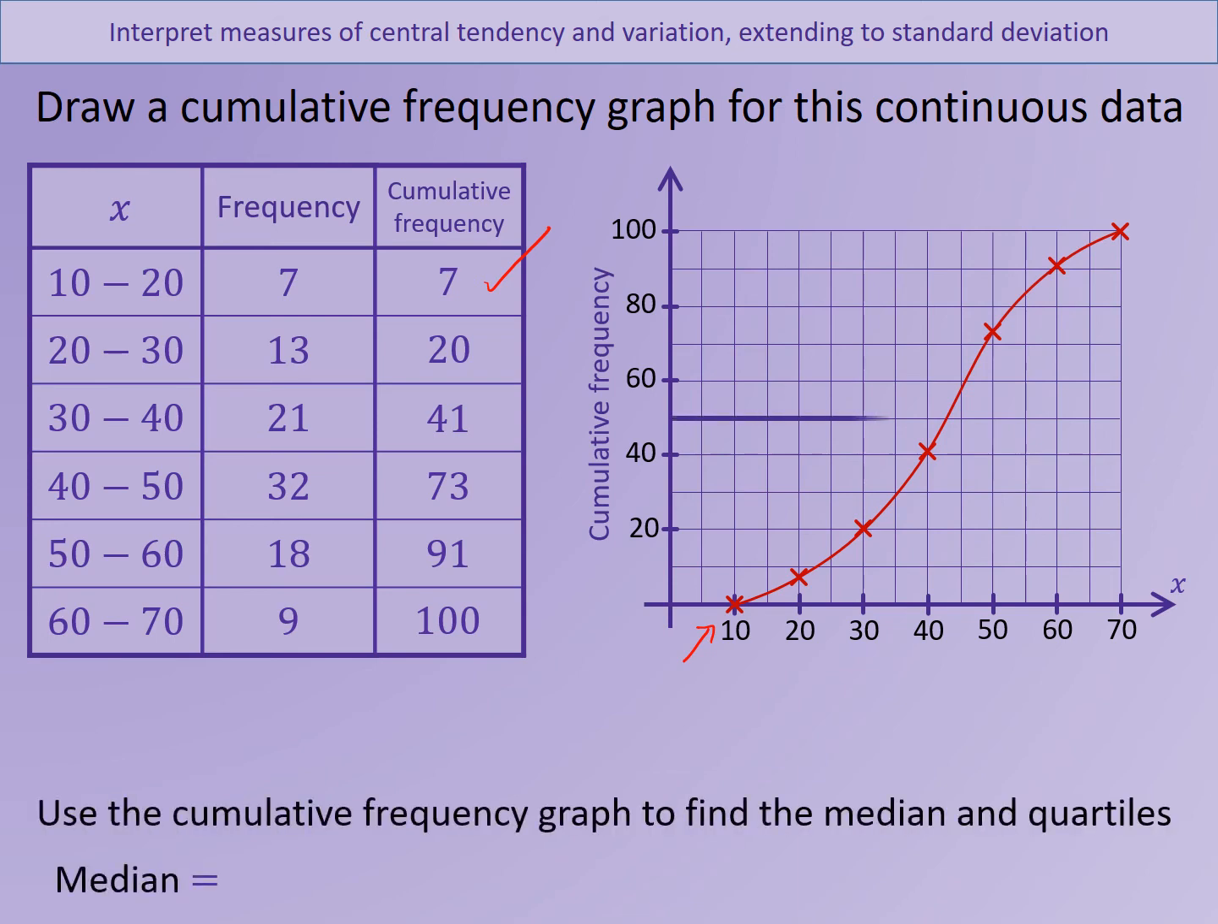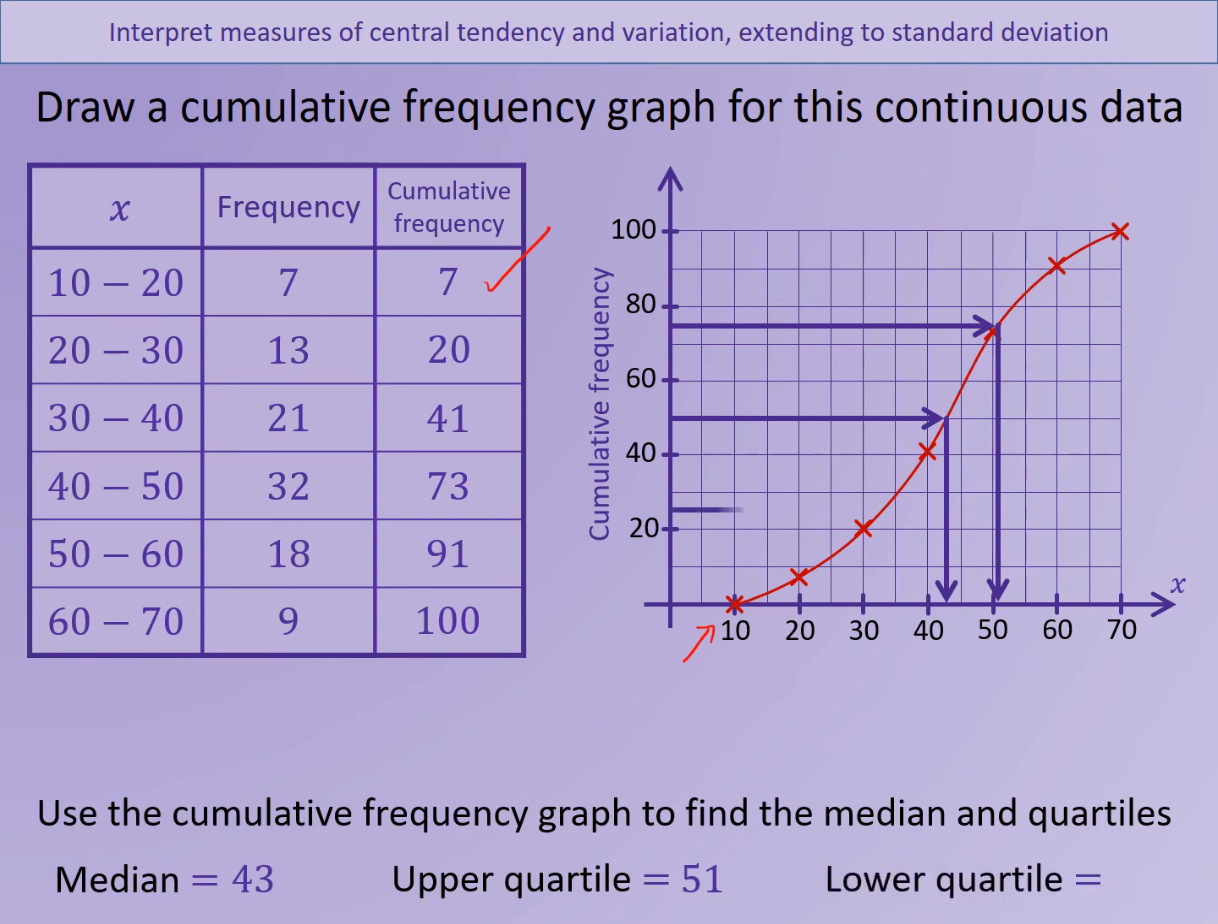So trying to work out the medians and quartiles then, we're looking at the 50% mark, which just happens, because we've got 100 pieces of data, to be at 50, and then we can read off our value from the x-axis. And that gives us 43 in this case. The upper quartile will be at 75. That gives us a value of 51 on the x-axis, and then the lower quartile is approximately 33.